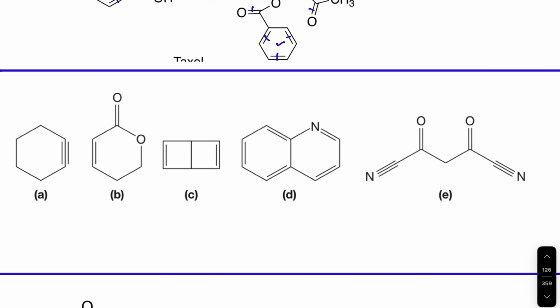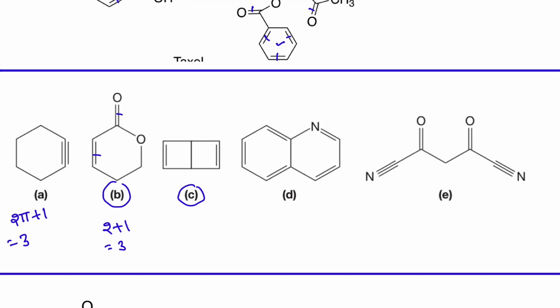Now here we have some compounds A to E. In the first one, there are two pi bonds and one ring. So the degree of unsaturation is 3. In case of B, two pi bonds and one ring. Degree of unsaturation is 3. And in the third one, C, there are two pi bonds and two rings. So the degree of unsaturation is 4. And in D, pi bonds I am counting 1, 2, 3, 4, 5, 5 pi bonds and two rings. So the degree of unsaturation is 7.